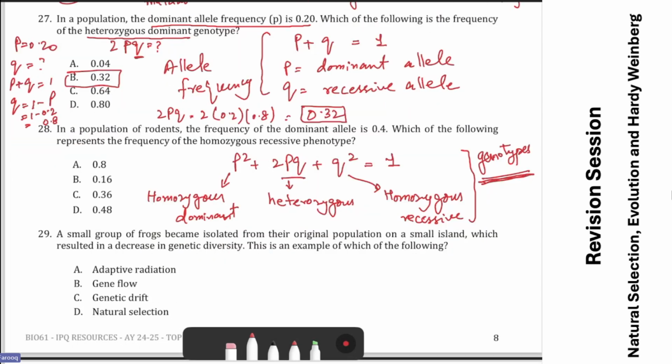Question 28. In a population of rodents, the frequency of the dominant allele, that is P, is 0.4. What is the frequency of the homozygous recessive? So you need to find Q square. So again, P is equal to 0.4, Q is equal to 1 minus P, 1 minus 0.4, that is 0.6. And you want to find Q square, so just take the square. Q square is equal to 0.6 square, that is 0.36. Again, the answer is 0.36. That was 0.32 earlier. So this is how you work for these.